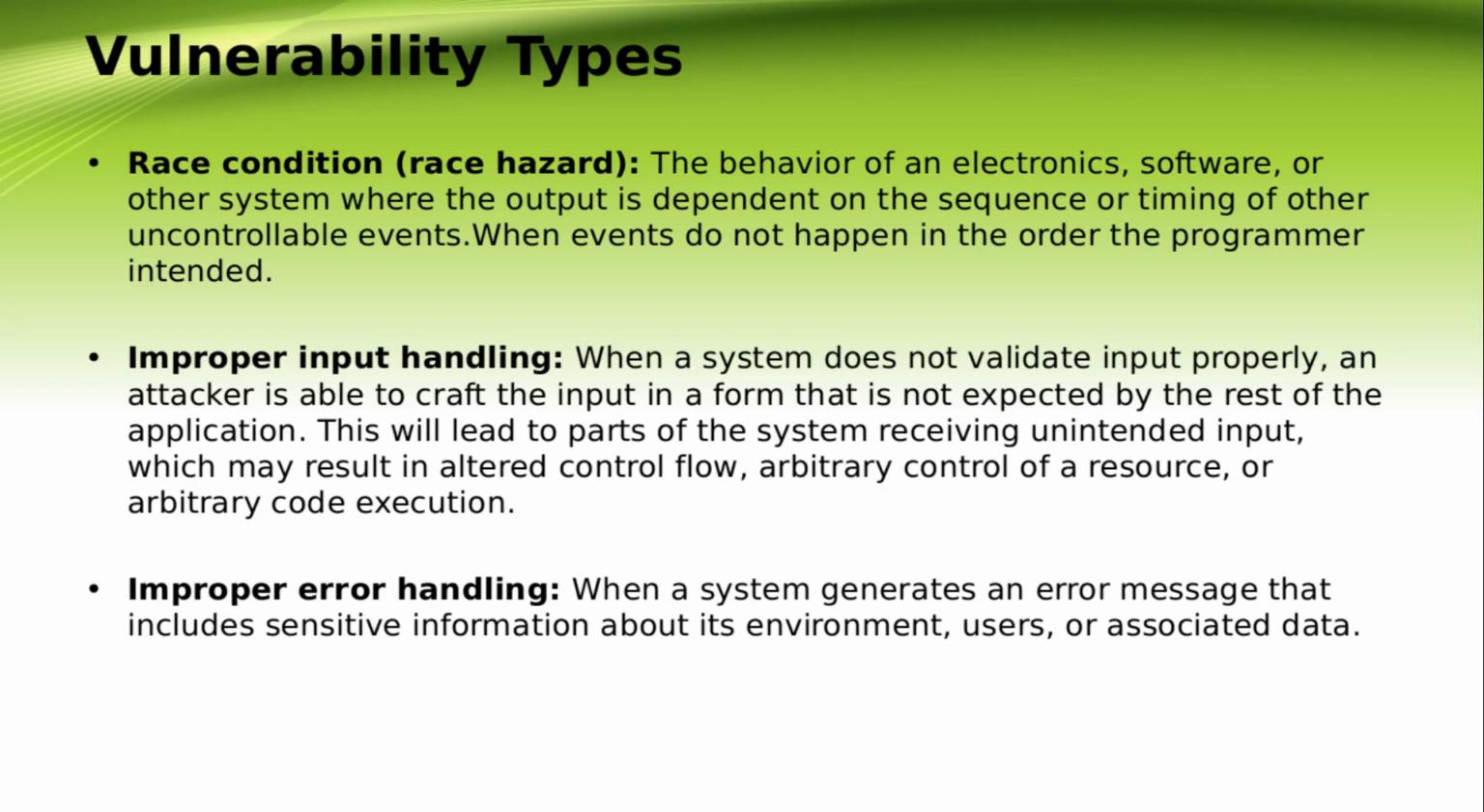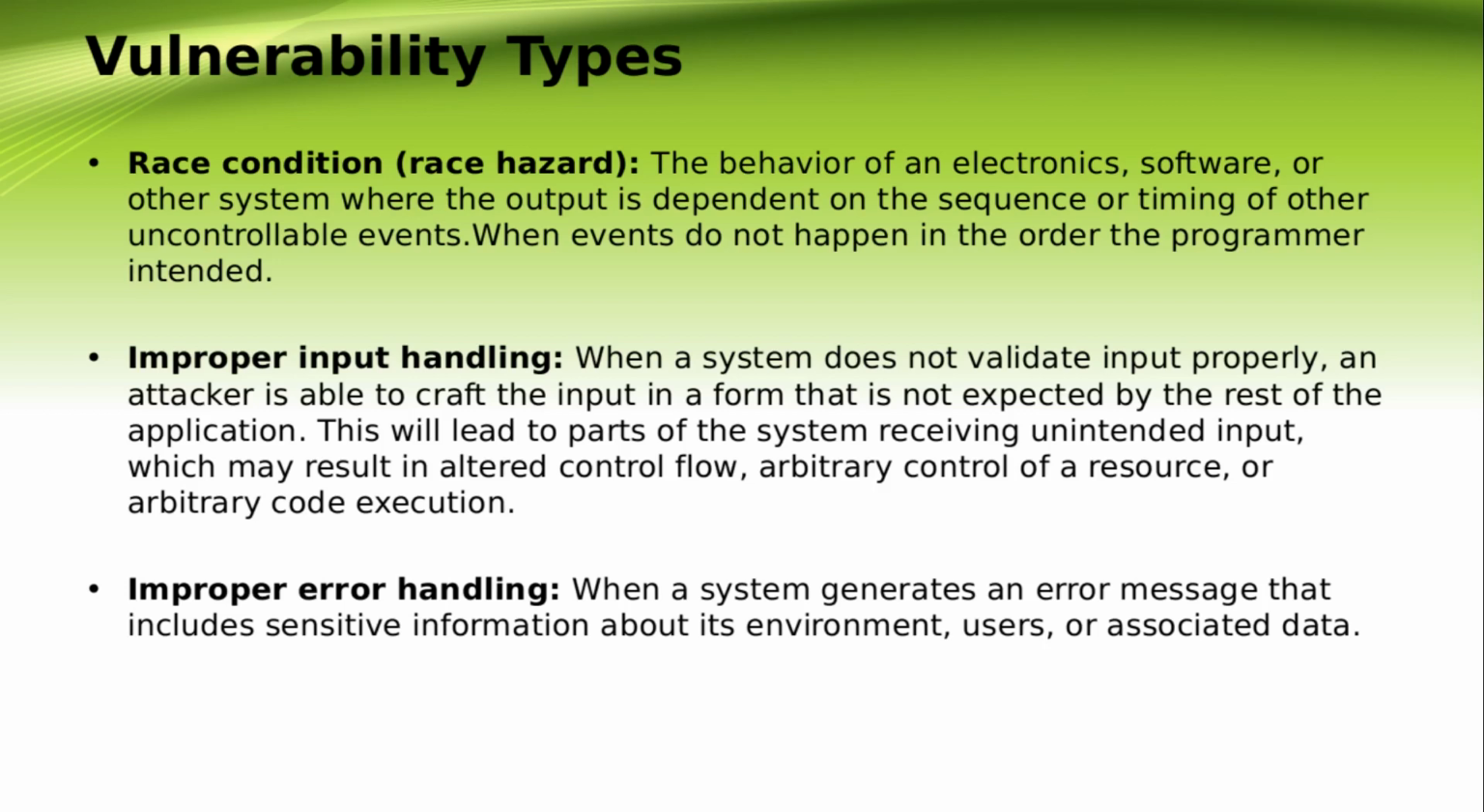Race conditions. A race condition is a behavior of electronics, software, or other systems where the output depends on the sequence or timing of other uncontrollable events. It becomes a problem when events don't happen in the order the program intended. A race condition attack happens when a computer system designed to handle tasks in a specific sequence is forced to perform two or more operations simultaneously.